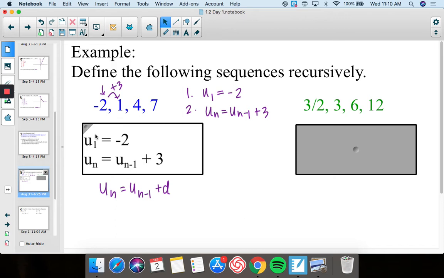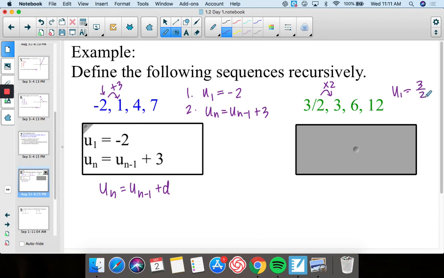Okay, taking a look at the second one. So we go from 3/2 to 3 to 6 to 12. Well, this is not adding or subtracting. That's always the first thing to recognize, what is going on in your sequence. Going from 3 to 6, we can see that we're going to multiply by 2. If you're multiplying, then this is called a geometric series, or geometric sequence. Same thing, we need to state the first term. So our first term is 3/2, or 1.5.